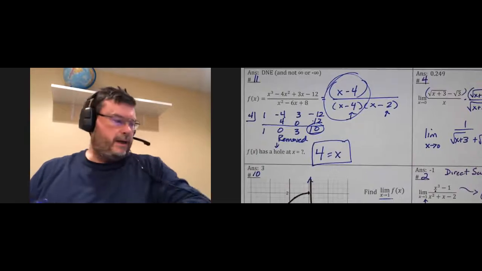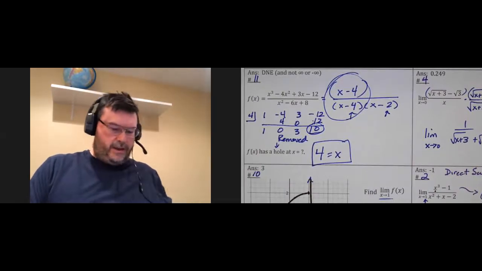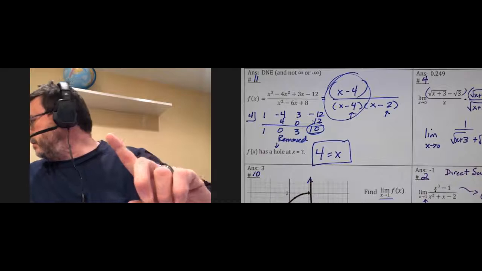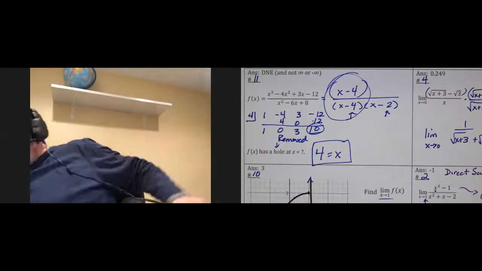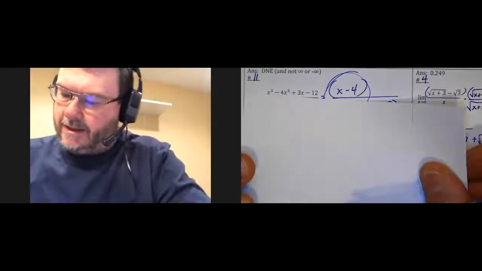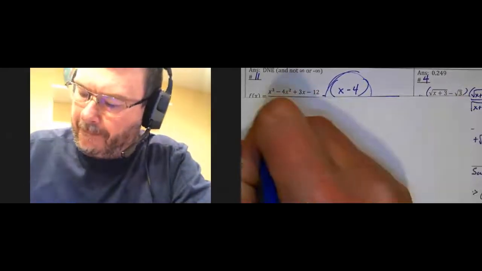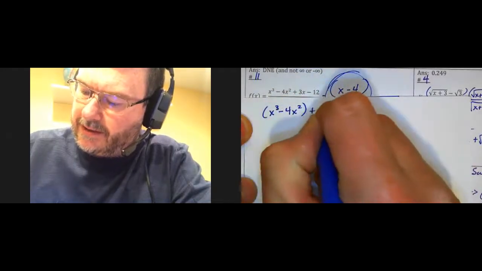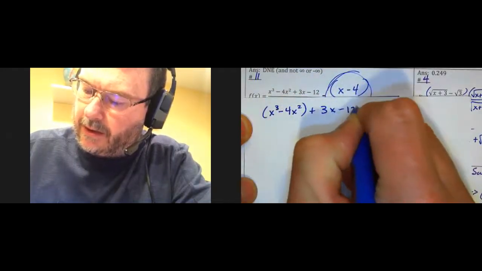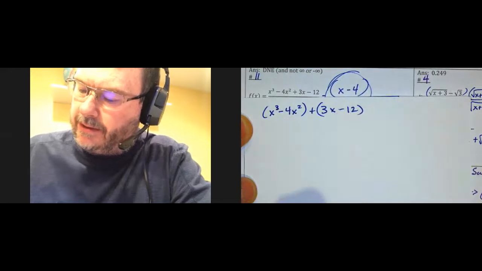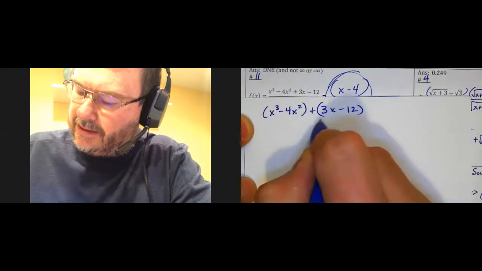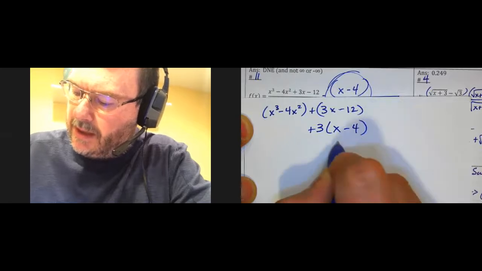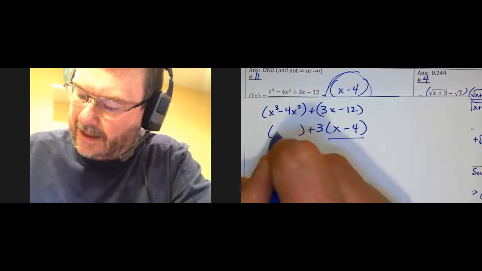The other way, let me just do that quickly here for you. The other way is to do this by grouping. And so we have x cubed minus 4x squared, and then plus 3x minus 12. So we're going to group with parentheses. We're going to take something out of this, which is the plus 3, and we're left with x minus 4. And if I group, I got to take out an x minus 4.